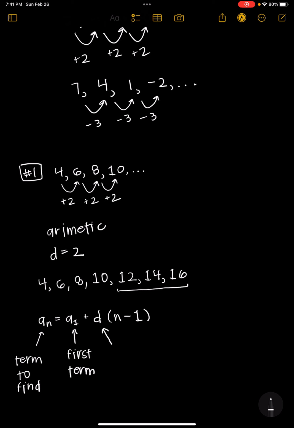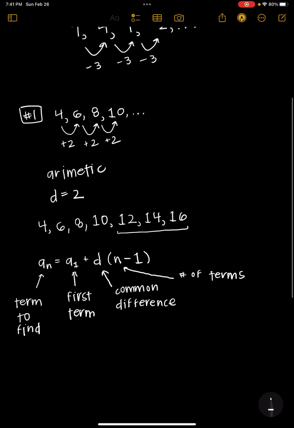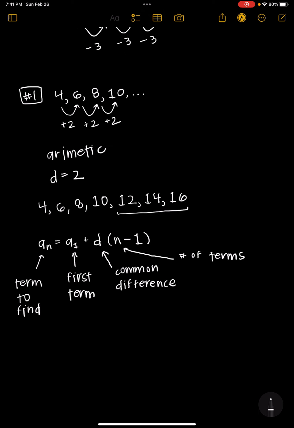This D is the common difference. So remember, the common difference is what you're adding or subtracting every time. And then the last variable on here is your n, and n is the number of terms you want. So in this case, we wanted to find the 23rd term, so n would be 23. So now what we're going to do is replace everything that we can. A sub n, I'm going to leave as A sub n. I can actually put it as A sub 23 because I'm trying to find the 23rd term. Then A sub 1 is my first term.